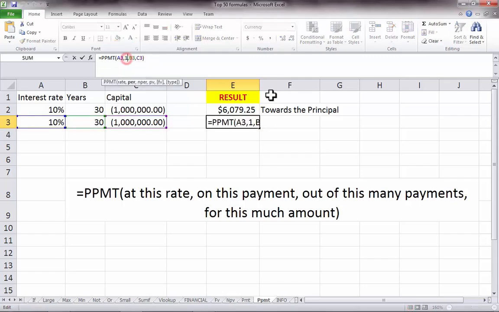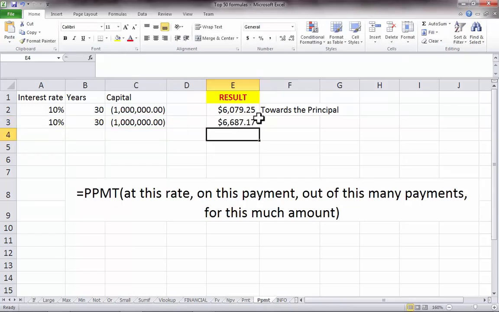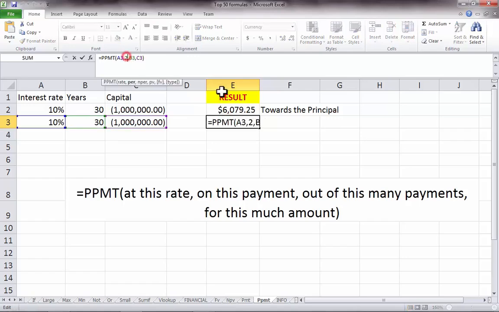So you could just change the value. Let's say I want the second year, how much am I paying towards the principal, and it's starting to go up, because as you go through the years, more and more cash is paid towards the principal and less is paid towards the interest. So by year 30, actually most of the amount that you're paying is already going towards the principal. Okay?